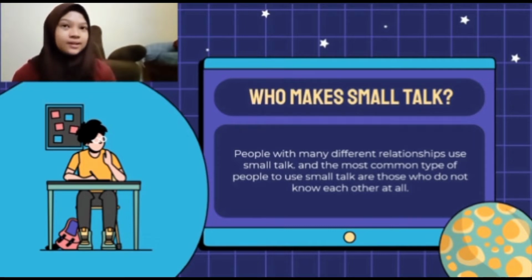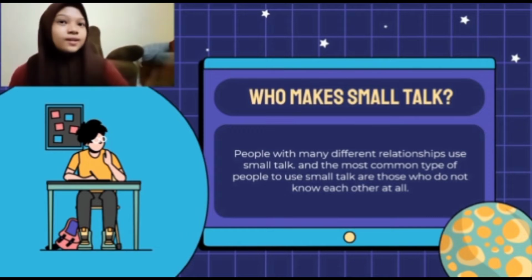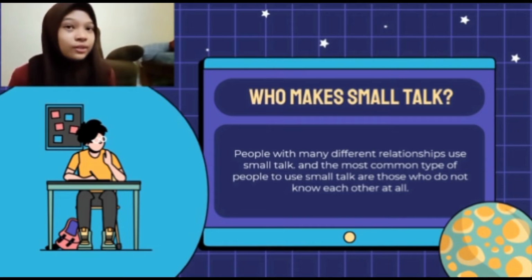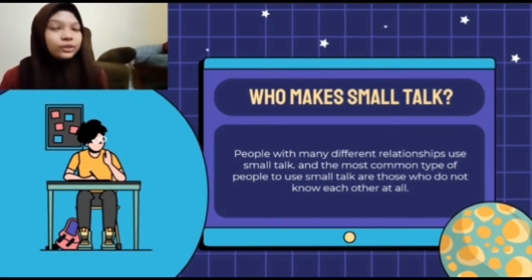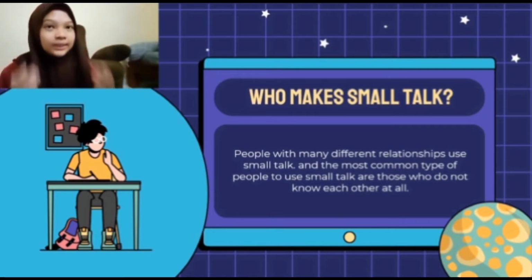And for information, the most common type of people who use small talk are those who don't know each other at all. Even though when we were young children, our parents forbade us from talking with strangers to prevent crime. But guys, time goes on and we get older, so small talk is important to build social relationships. For example, employees at an office having small talk, it's usually best not because they are close friends, but because they work in the same department.